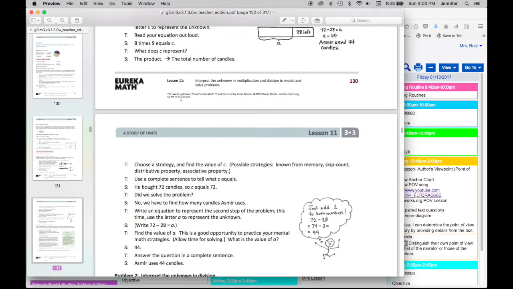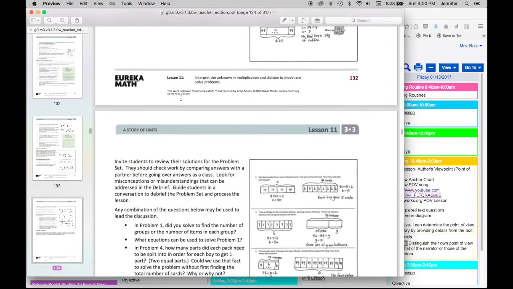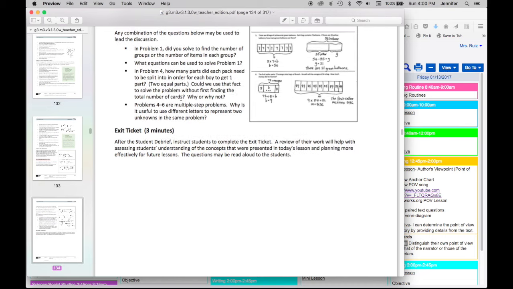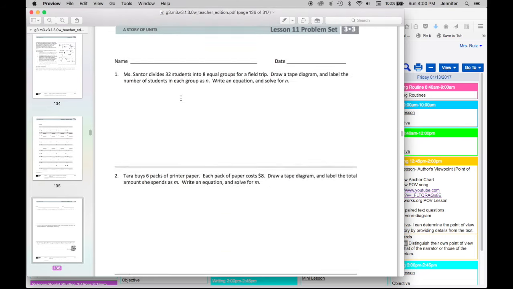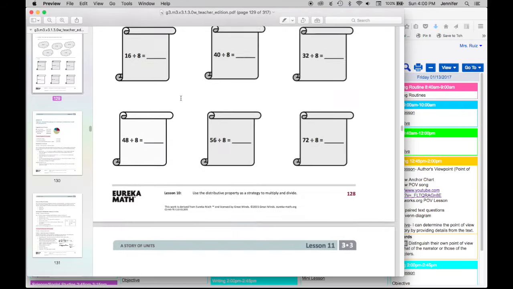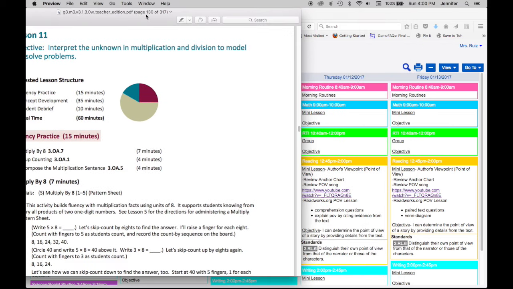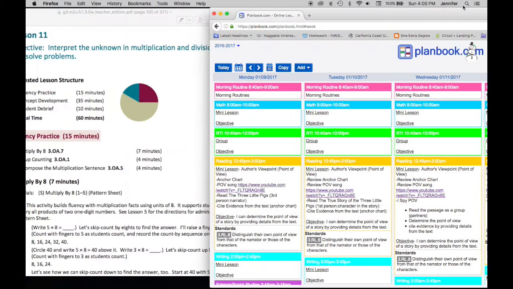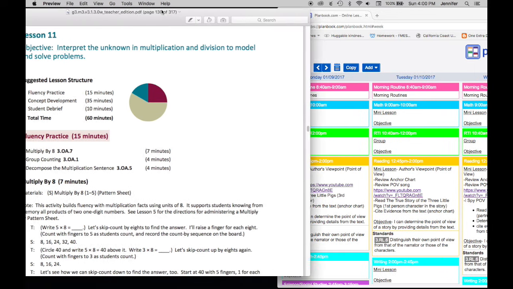It gives you a script, and you can follow the script. Now that I've been using it for a few months, it's been pretty easy to add my own things in and add extra practice, so that's been really nice. What I'm going to be doing is starting with Lesson 11. I'm just going to drag that to the side so I can see both at the same time.